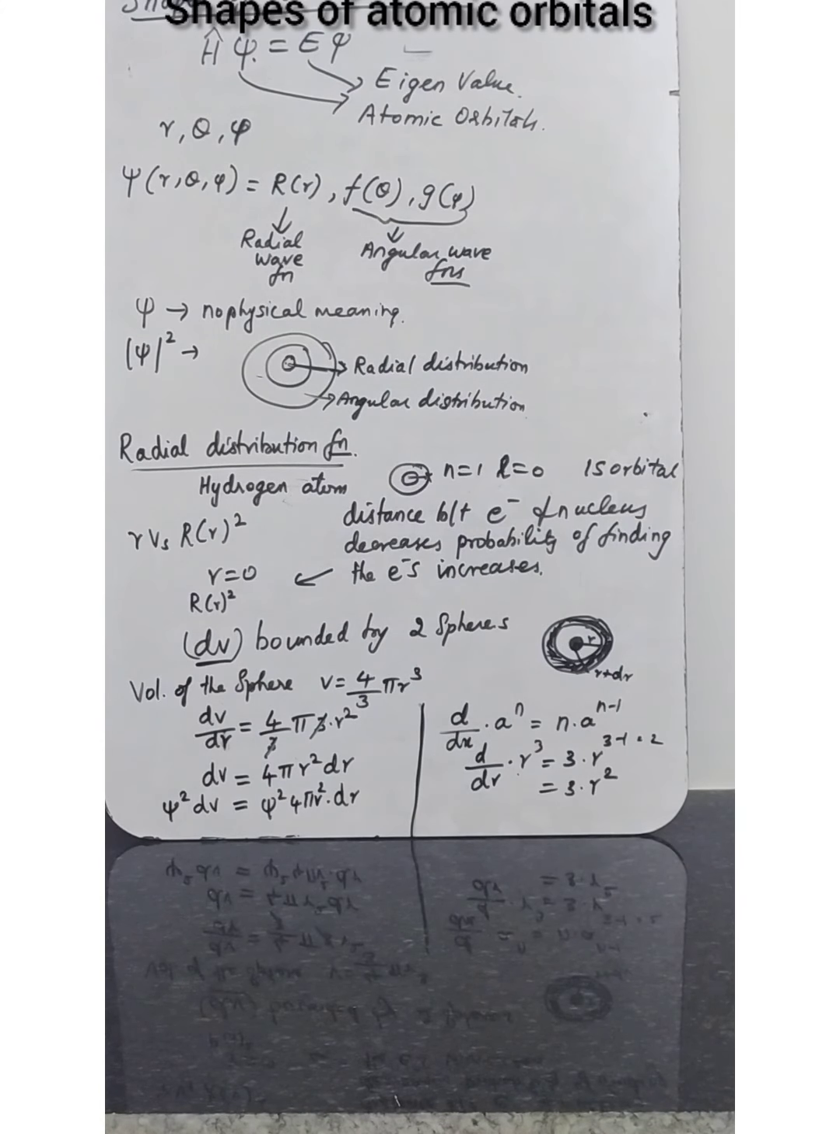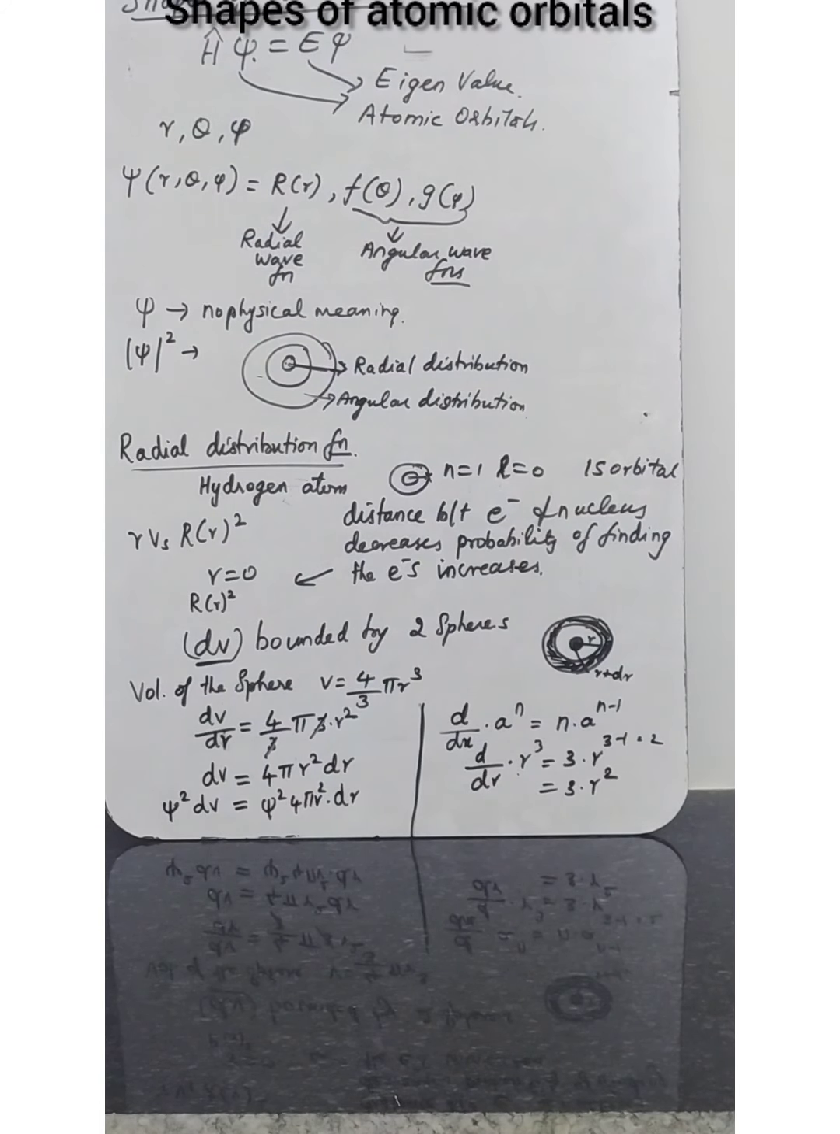Next, shapes of atomic orbitals. You know this equation already we have discussed last class: Hamiltonian operator into psi is equal to E into psi. So the solution to Schrodinger wave equation gives the permitted energy level that is called an eigenvalue. And psi is the wave function. The wave functions corresponding to the eigenvalues are called atomic orbitals.